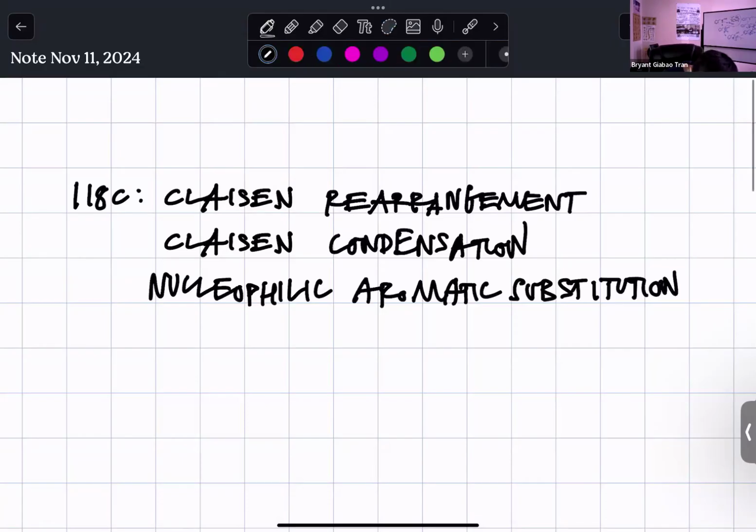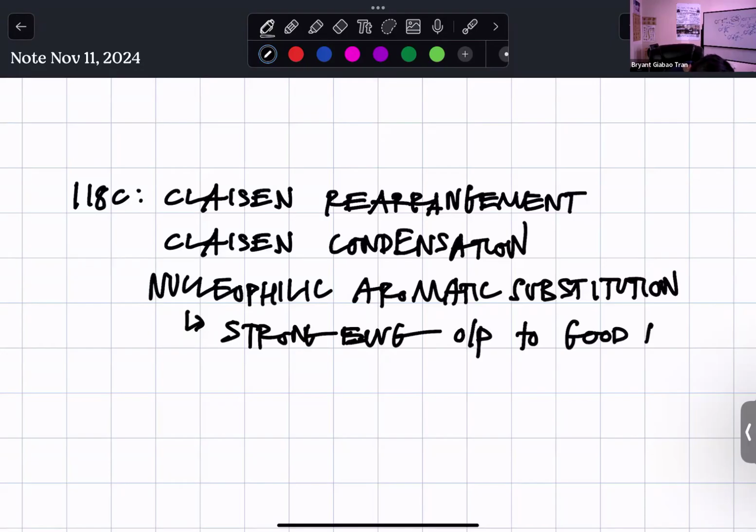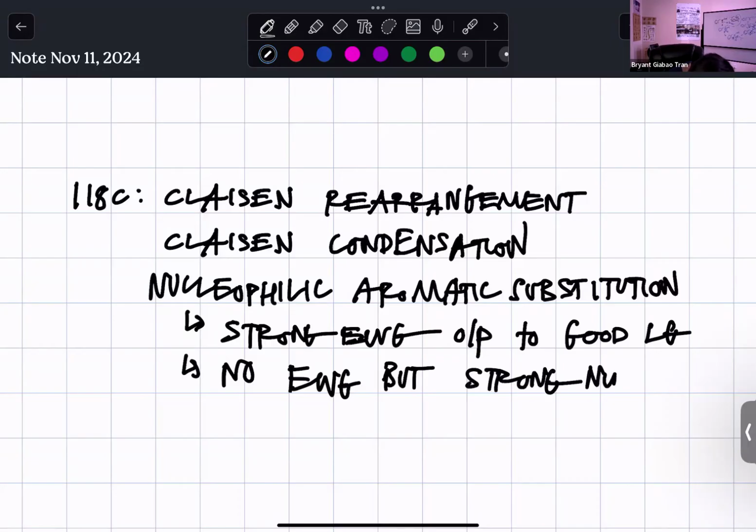And there's two types. There's going to be the type with strong EWG ortho or para to a good leaving group. And there's going to be the one with no EWG, but strong nucleophile or high heat, right? And then there's the Kolbe-Schmitt reaction. Okay, let's do this.